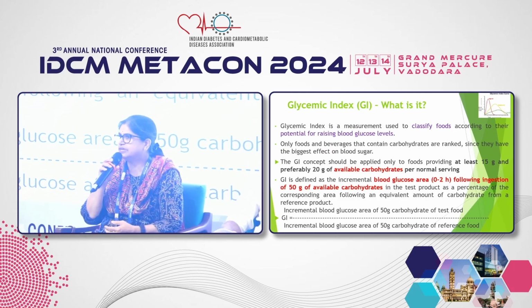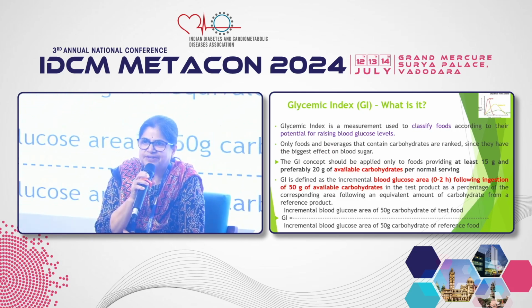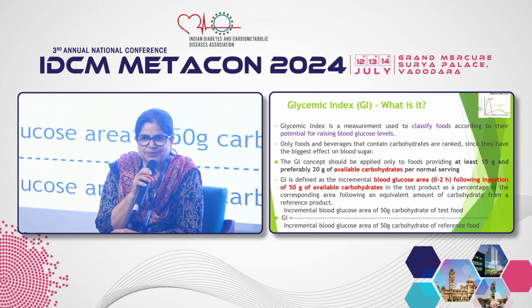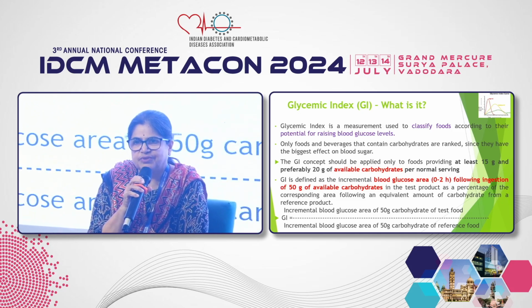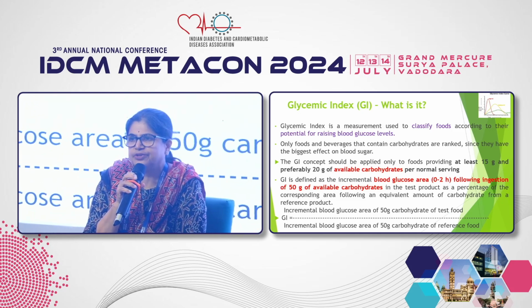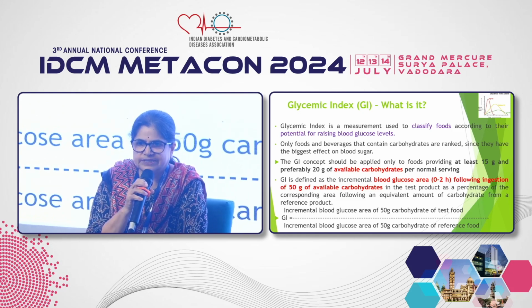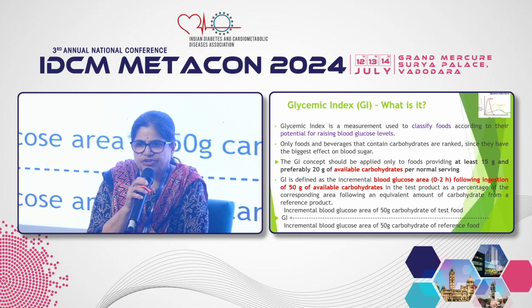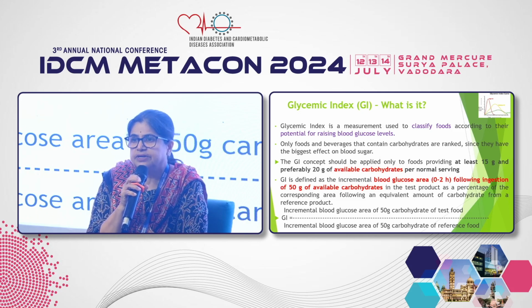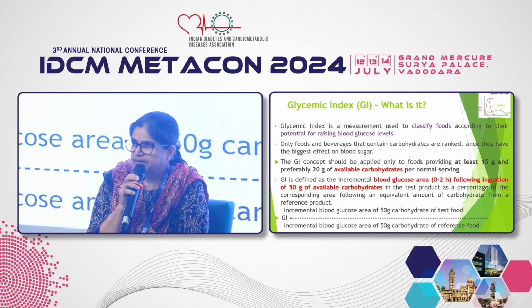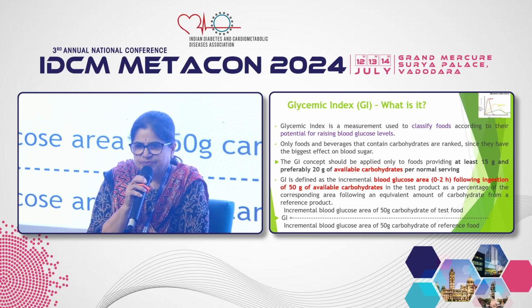So I think the audience here very well knows what is glycemic index. I don't need to go into the details of that, but it is just a way of classifying or ranking foods according to their potential to raise blood glucose levels. And it's recommended that generally foods that have at least 15 to 20 grams of available carbohydrate, that is the starch that can be digested, which is the alpha and not the beta linkage, should be assessed on GI.